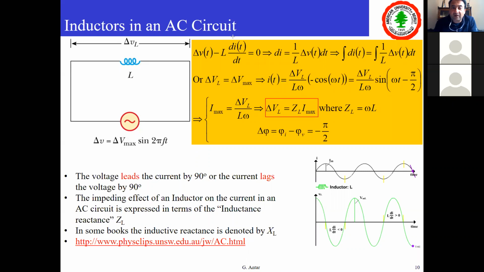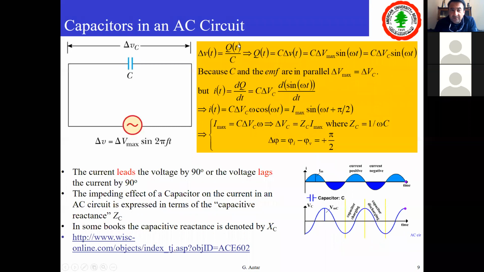And now if you go on and you look at what happened to the capacitor, this is also what you can see here. That's also Ohm's law. Consequently, the unit of ZC is an ohm, and it will act like a resistance, but it's not a resistance.